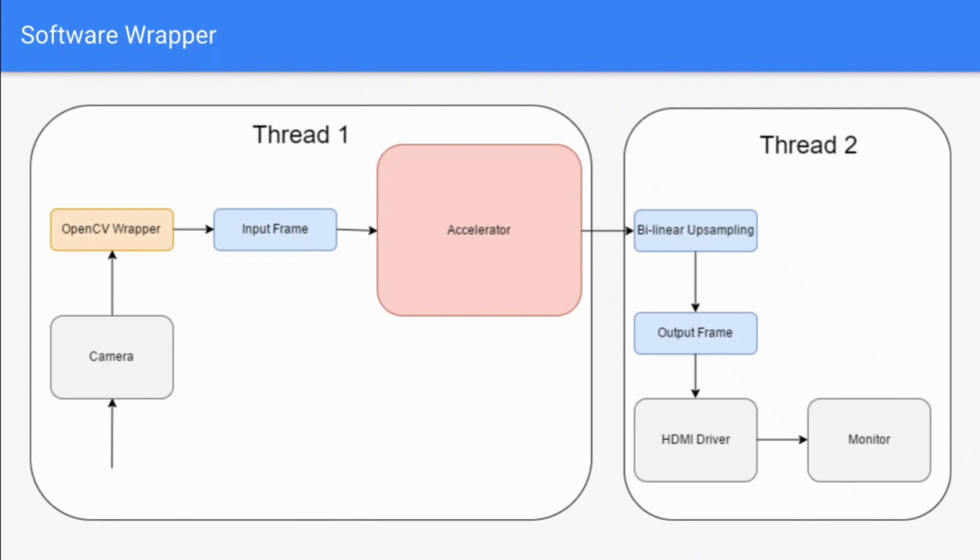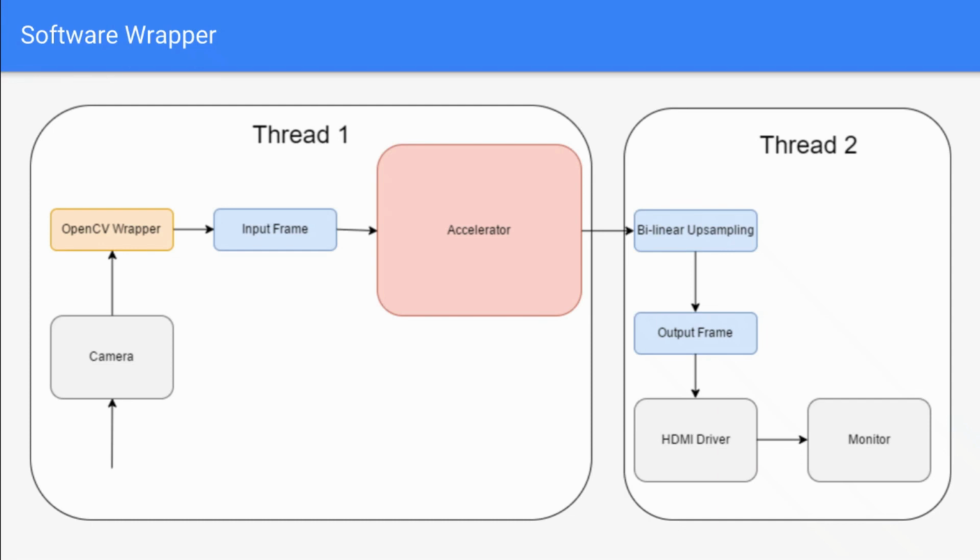This is our software wrapper to interface the camera, the ARM core, and the FPGA. What you're seeing here is the top level module of our Zboard. Thread 1 and Thread 2 are operated by the ARM core. The accelerator is the FPGA. In Thread 1, we're using OpenCV as a wrapper to communicate with the camera and transform the input frame into an input buffer that is acceptable for the hardware accelerator. After our hardware accelerator returns an output, it does a bilinear upsampling, which results in our final output frame. The final output frame is fed to an HDMI driver, and then displayed on the monitor.